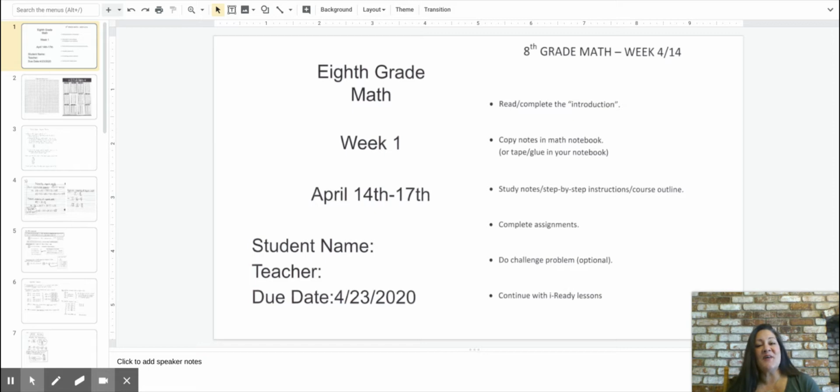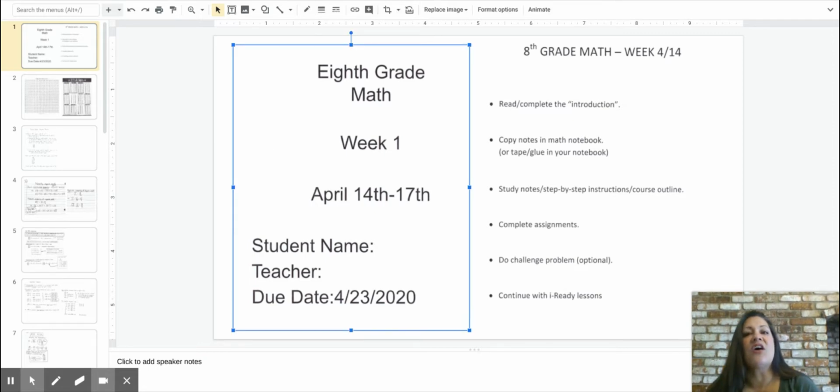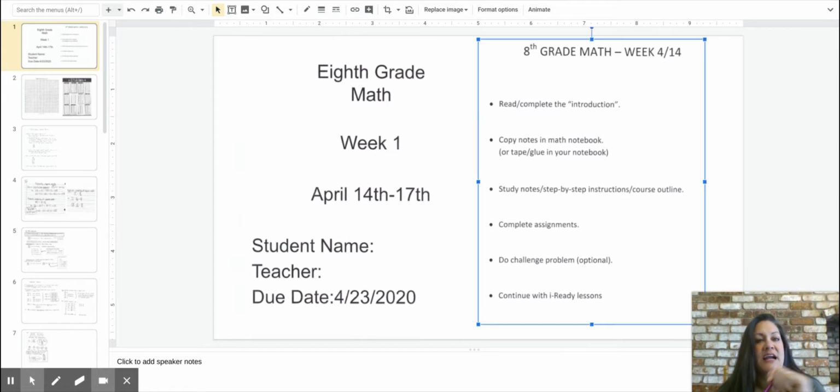Okay, so to get started, this first page here is the title page. So you should have either downloaded and printed or picked up a paper packet from the school. So this shows you the due date right here is April 23rd. This next page is your checklist. You're going to read and complete the introduction, copy notes into your math notebook.